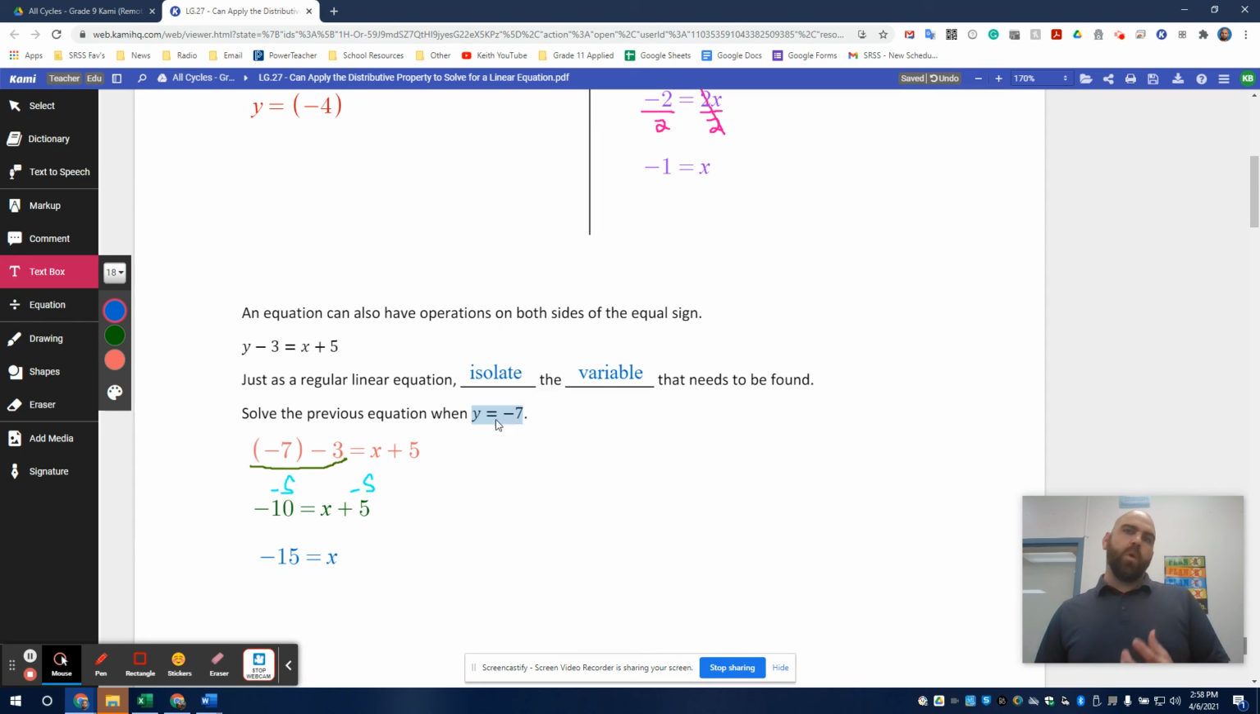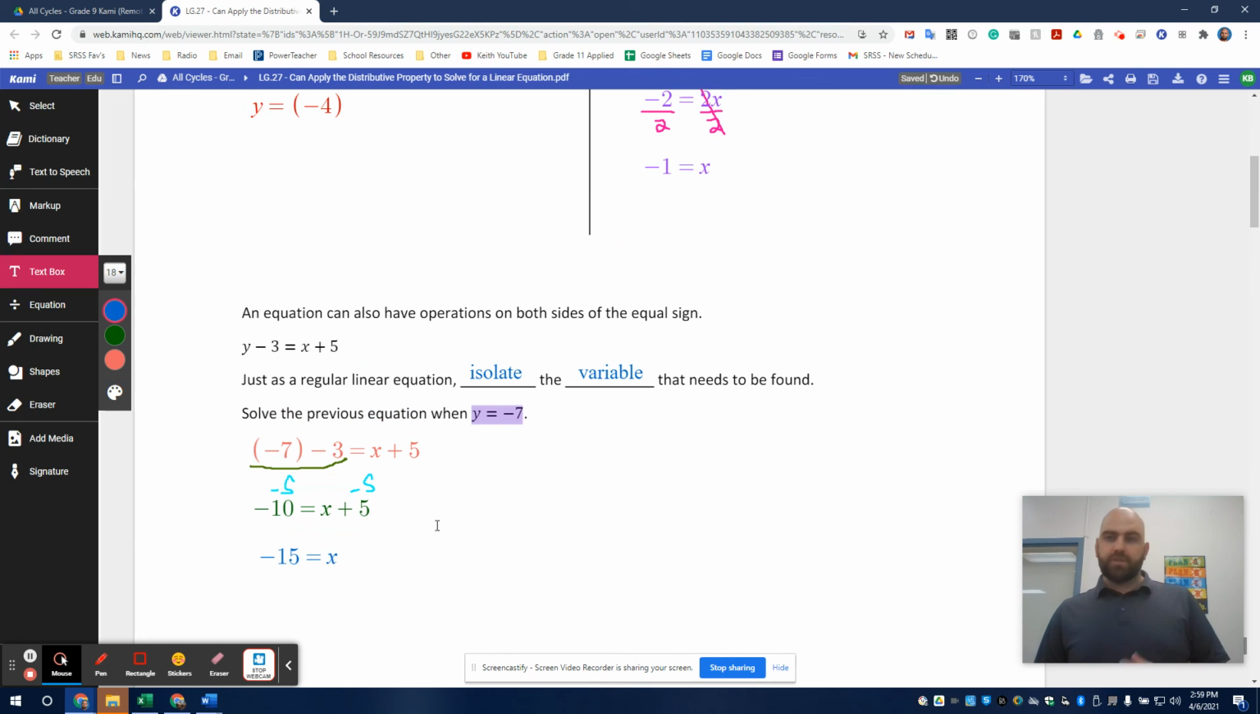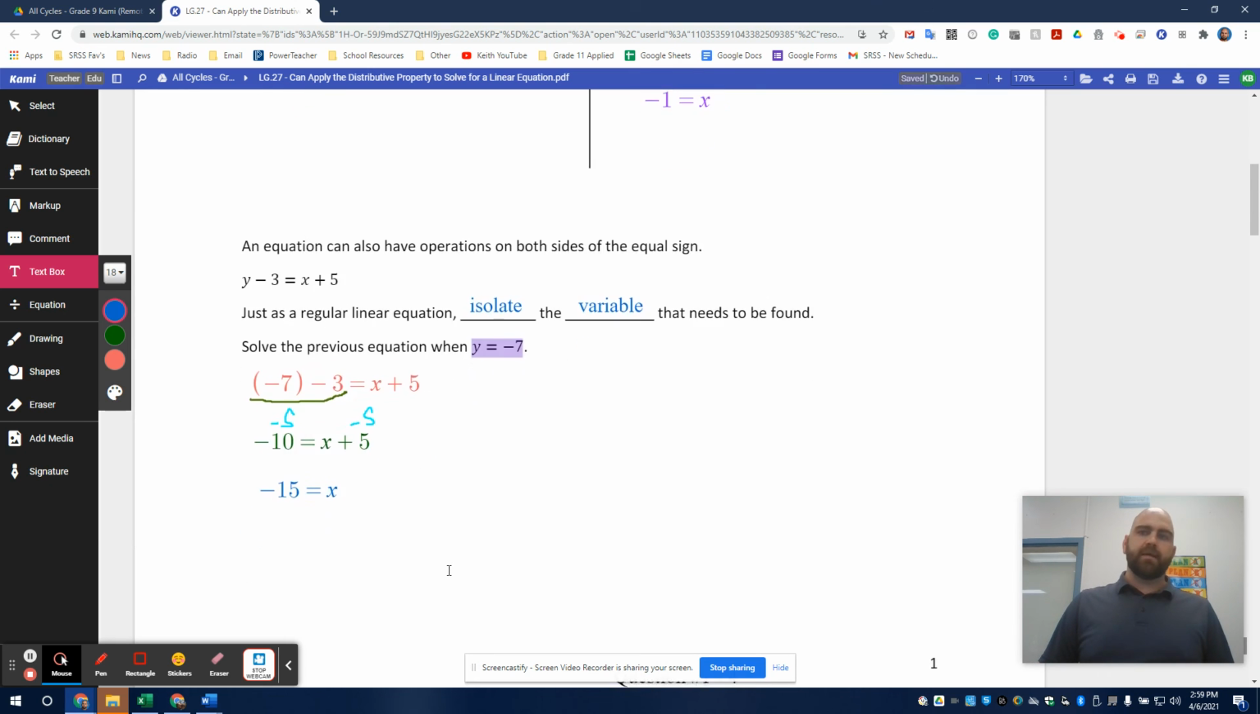So we know that when y is negative 7, x has to be negative 15. That's going to be our pair. We could end up graphing that pair, just like we have in the past, on a coordinate grid, where our y would be negative 7 and our x would be negative 15. Those are our pair. But we had to isolate our value first when we did that.